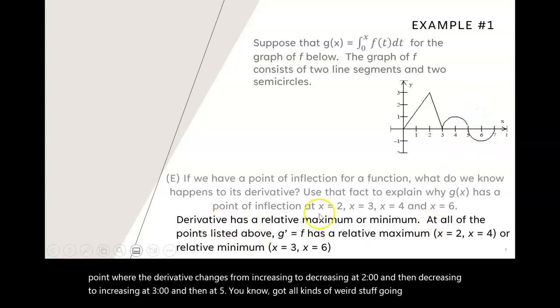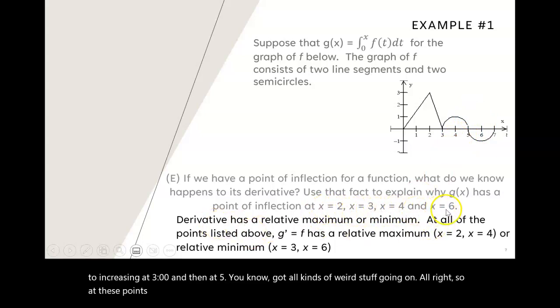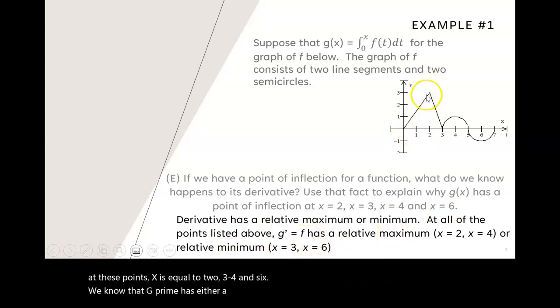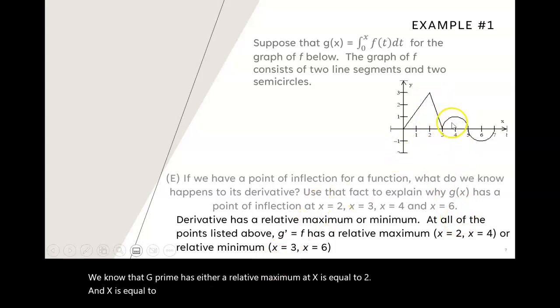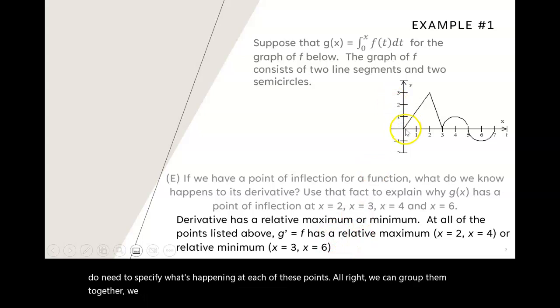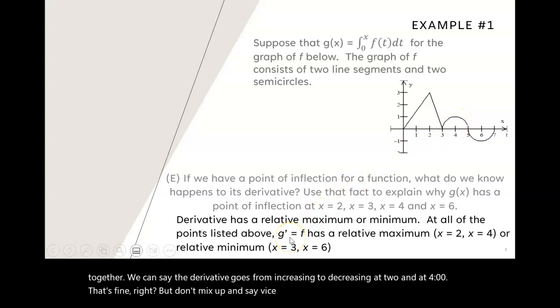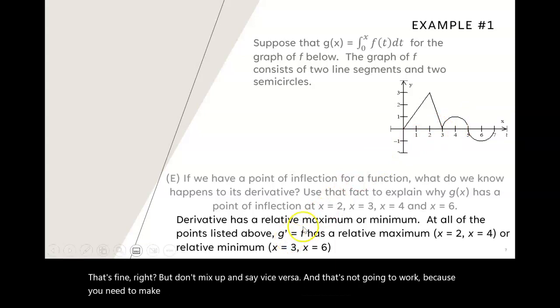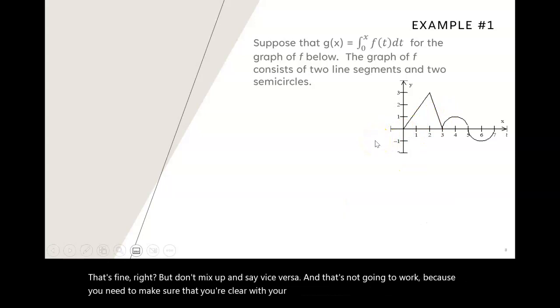All right, so at these points, x equal to 2, 3, 4, and 6, we know that g prime has either a relative maximum at x equal to 2 and x equal to 4, or a relative minimum at x equal to 3 and x equal to 6. And yes, you do need to specify what's happening at each of these points. We can group them together. We can say the derivative goes from increasing to decreasing at 2 and at 4. That's fine. But don't mix up and say vice versa, because you need to make sure that you're clear with your explanations.